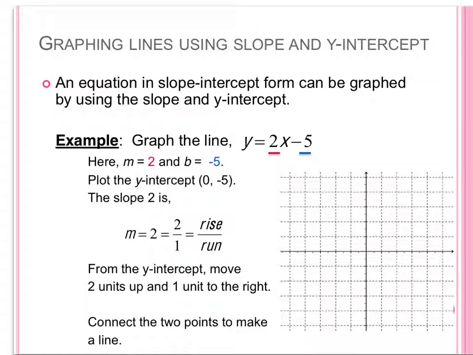First, we want to plot the y-intercept at (0, negative 5) on our graph to the right. Next, we know the slope is 2, so from our y-intercept, we rise 2 and run 1. So we can plot our next point on this line, and that's at (1, negative 3). The last thing to do is to connect the 2 points to form a line. And this is our line for this given equation.